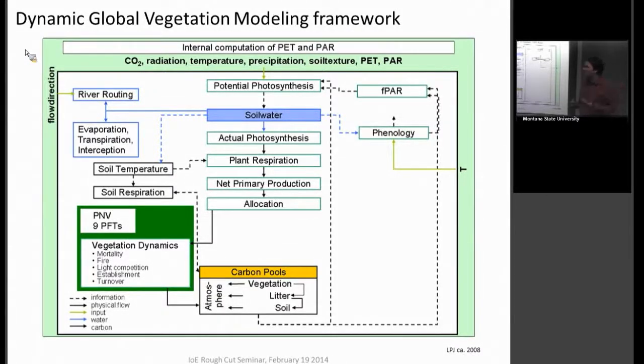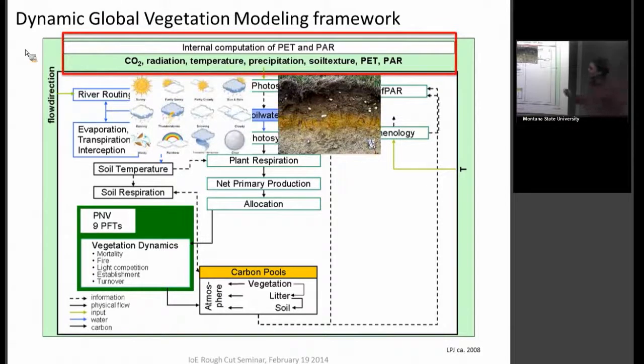So basically, for a DGPM, the first step is to get the climate data sets ready. So many things like atmospheric CO2 concentration, radiation, shortwave radiation and longwave radiation, surface air temperature, precipitation, and then soil information. And then we let the model, based on equations and physical processes inside the model, determine which species or PFTs, so plant functional type concept, which I'll talk about later. We let the model decide which species can establish, and then we let the model decide how they grow and compete with one another.